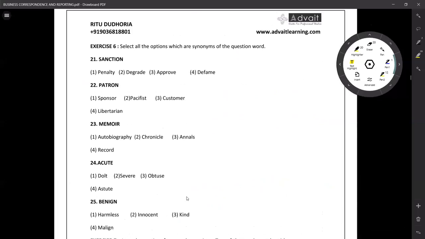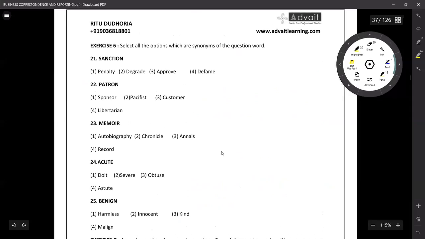Clear, everyone? Understood the right answers? Yes? Okay. Select all the options which are synonyms of the question word. All the options, because one word can have more than one meaning.